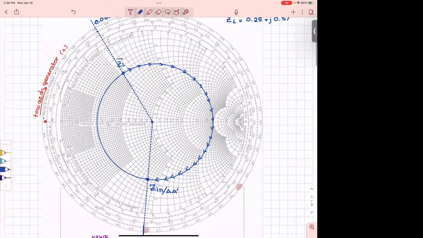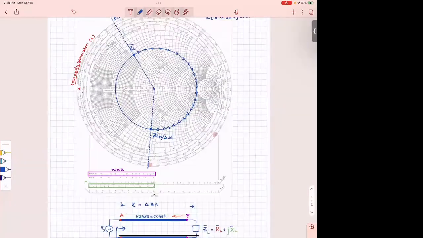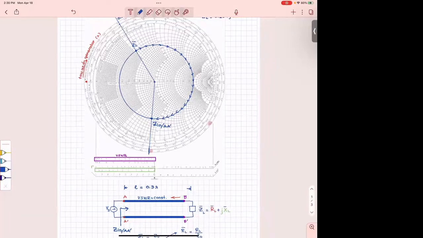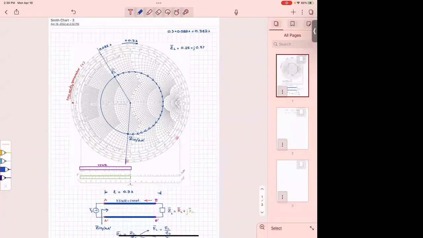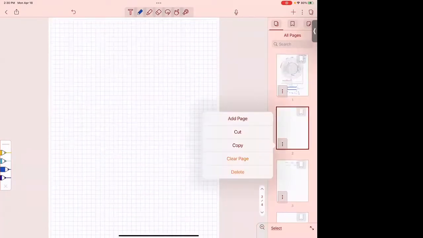So how do we find that? There are three types of circles on this, all right? And what I would like to do for a moment is to add here a page, add page, and then move this above.